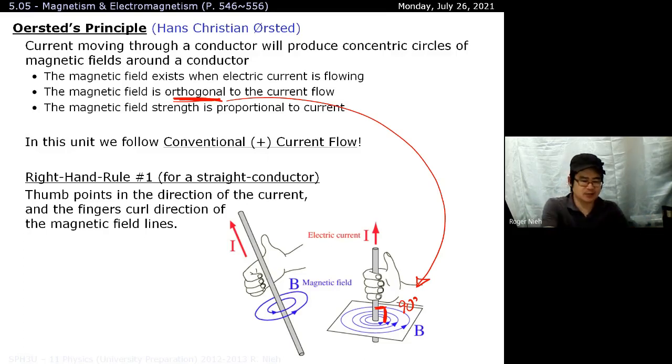But I was at a science center out on the West Coast, and they had a very similar setup, except they didn't want you to play with iron filings. Instead, they placed tiny little magnetic compasses all around the conductor.